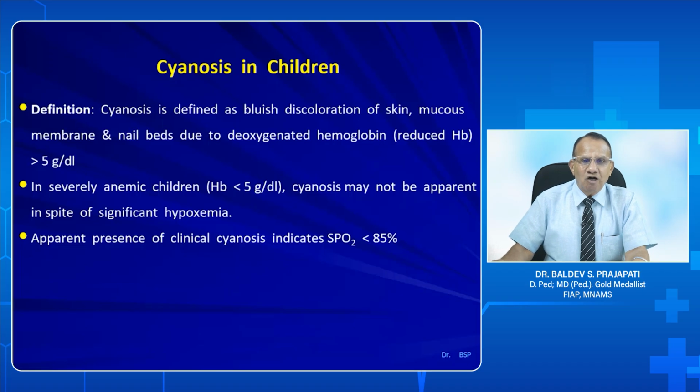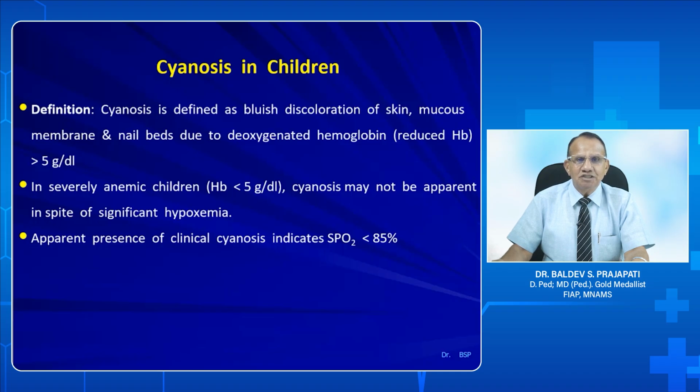Today I am going to talk on cyanosis in children. How do we define cyanosis? Cyanosis is defined as bluish discoloration of skin, mucous membrane, and nail beds due to deoxygenated hemoglobin or reduced hemoglobin more than 5 gram per deciliter.